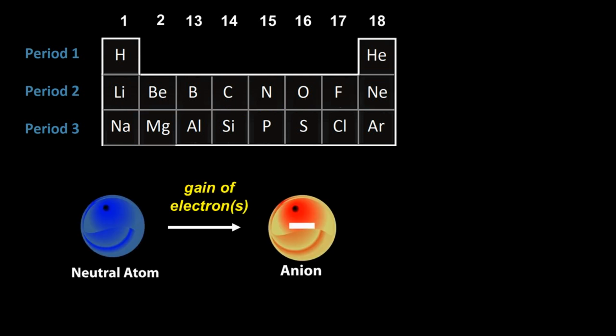Now, another way atoms can achieve an octet is by gaining electrons. Instead of losing them like metals do, these atoms become stable by adding electrons to their outer shell. This mostly happens with nonmetals, especially those in groups 16 and 17 of the periodic table. These elements tend to gain extra electrons to fill their outer shell, and when they do, they form negatively charged ions, which we call anions.